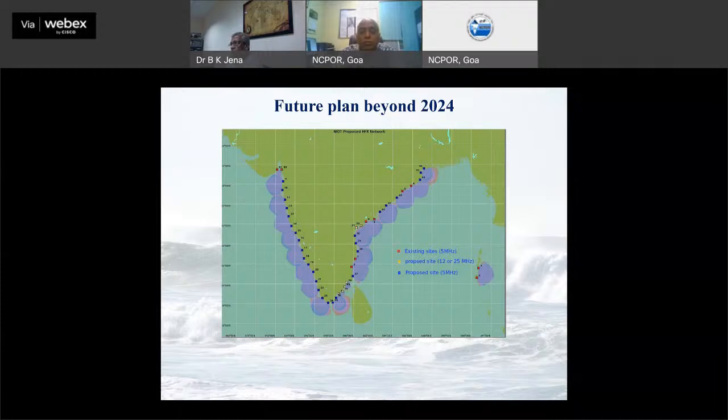If you want to cover the entire Indian coast and put in proper things, we have to have different types of equipment like 5 megahertz, then 12 or 25 megahertz, and 42 megahertz for different ports. So a total of 24 pairs is required to complete this, but 2024 is not possible.